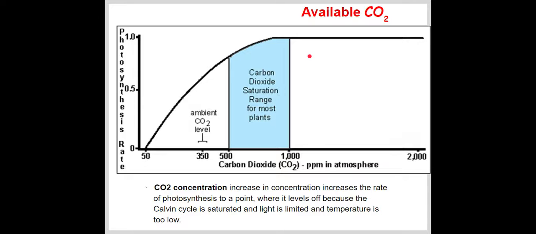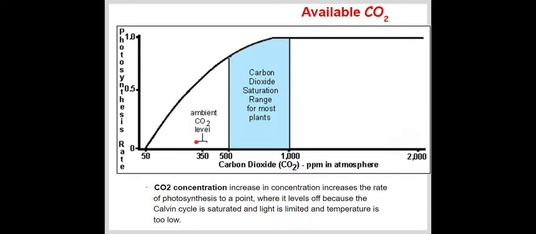The last one we'll look at is available carbon dioxide. Before, we said that carbon dioxide was the most important thing along with the light. Carbon dioxide concentration is really important. An increase in concentration increases the rate of photosynthesis to a point where it levels off because the Calvin cycle is saturated and light is limited and temperature is too low.